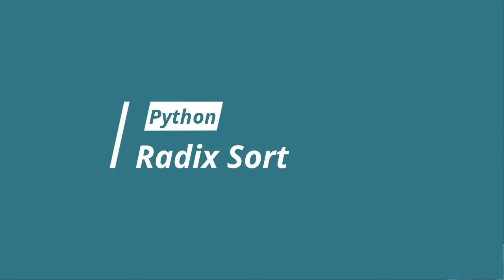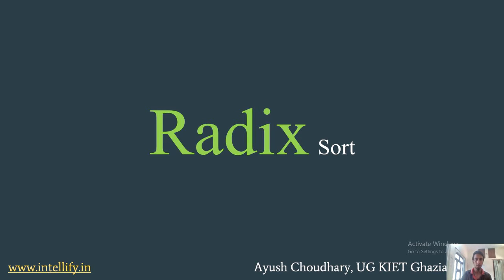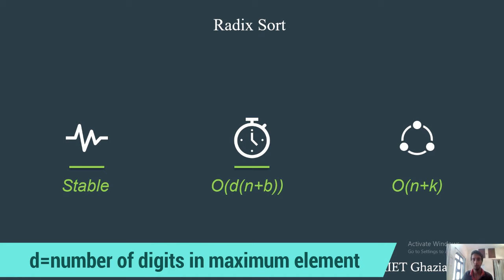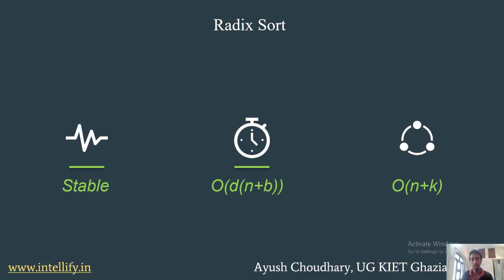Hello friends, in this video we are going to study radix sort. As you can see, radix sort is a stable algorithm, and the time complexity of radix sort is order of n. That means a linear time complexity.